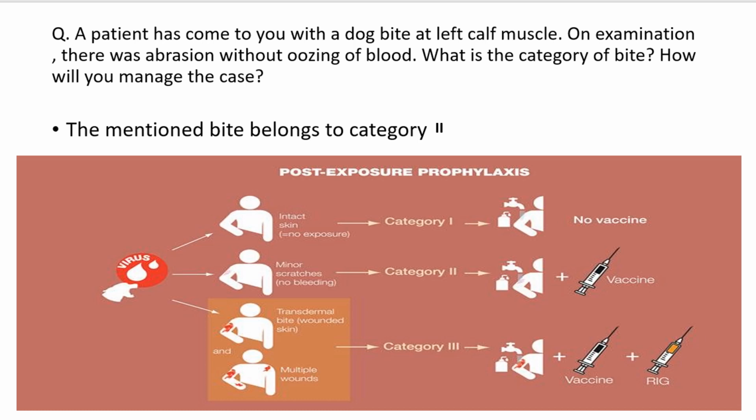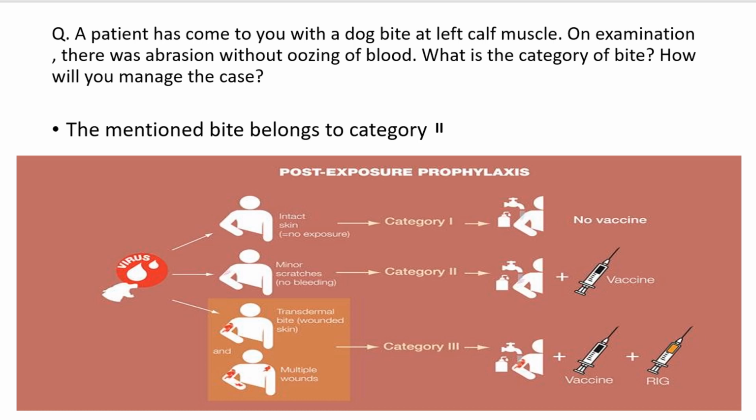The first question we are going to deal with runs: a patient has come to you with a dog bite at a left calf muscle. On examination, there was an abrasion without oozing of blood. What is the category of bite and how will you manage the case?